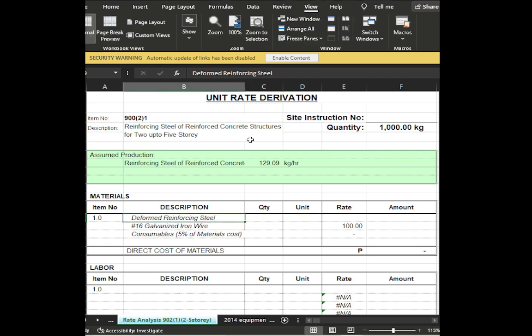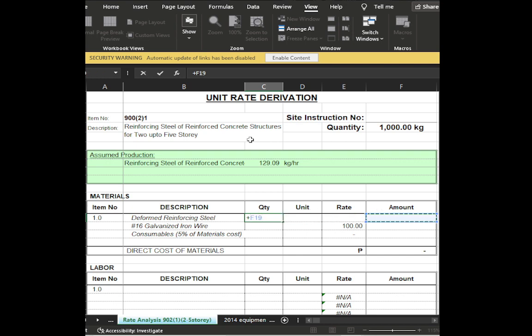We have galvanized iron wire. This is for ties, for the ties of the reinforcing bars. So our reinforcing bars, we will just copy the quantity. We'll just make it this one, guys, 1,500 kilograms. Then the unit is peso per kilogram.